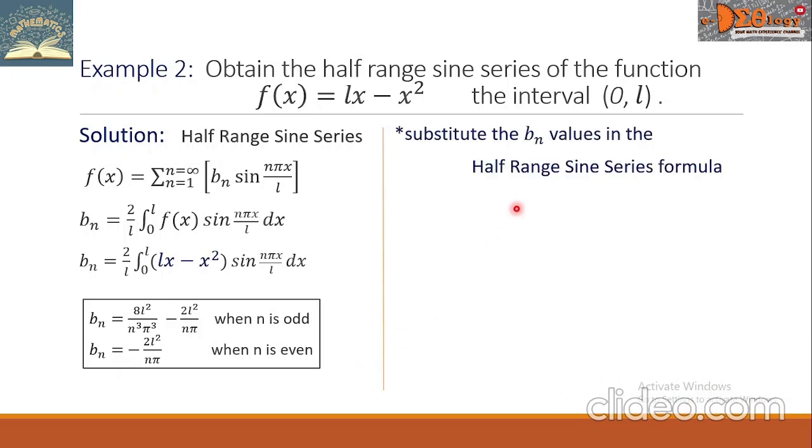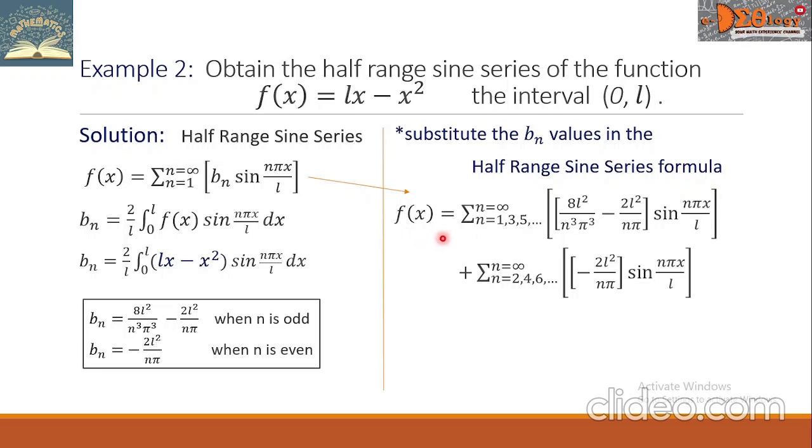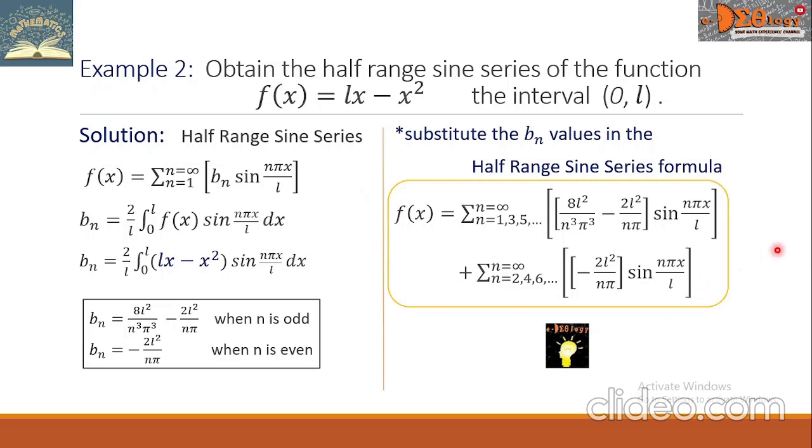Now let us substitute the b sub n values in the half-range sine series formula. So we have now f of x equals, this is the value of b sub n when n is odd. To satisfy this, we write in the lower limit n equals 1, 3, 5, and so on. Then plus, this is the value of b sub n when n is even. To satisfy this, we write here in the lower limit n equals 2, 4, 6, and so on. This is now the final answer.